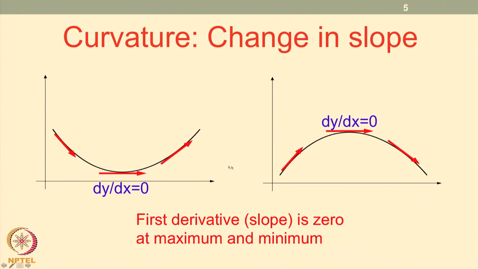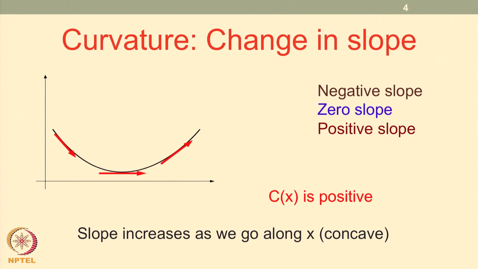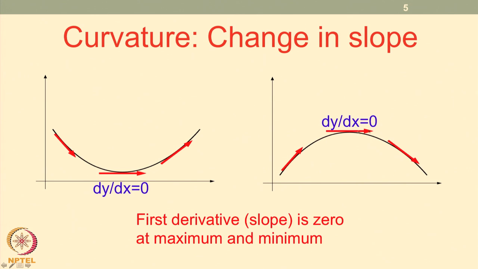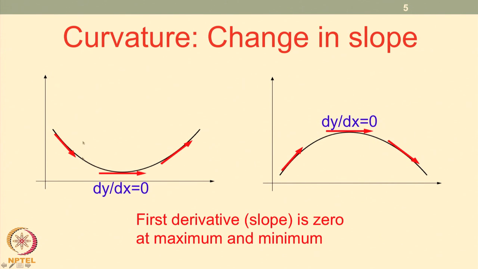So, the curvature is nothing but change in slope, and the first derivative, which is the slope, is 0 at maximum and at minimum, and you have these two curves, which is a u-like curve and this is an upside down curve. Here the u-like curve has a positive curvature, while this has a negative curvature. So, this is the thing that we should understand. If the second derivative is positive, you will have one kind of curve. If the second derivative is negative, you will have another kind of curve. So, this is always important to remember. In this case, the second derivative has a different sign from the second derivative in this case.